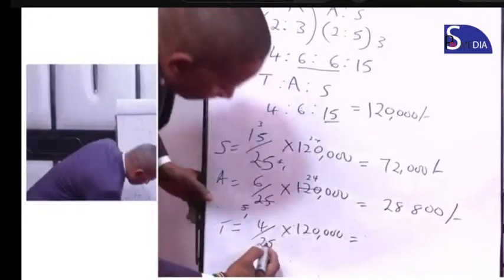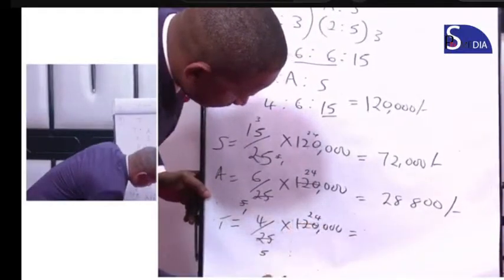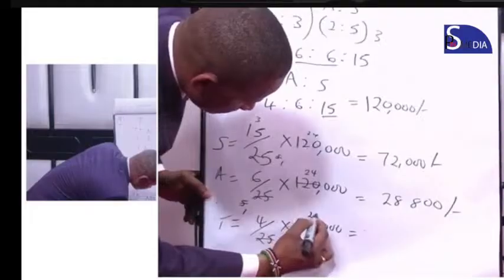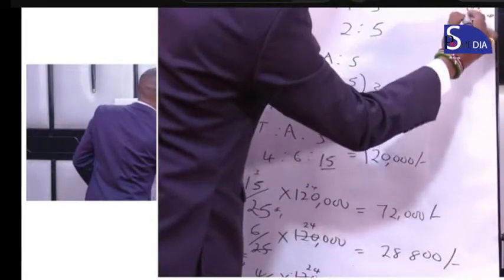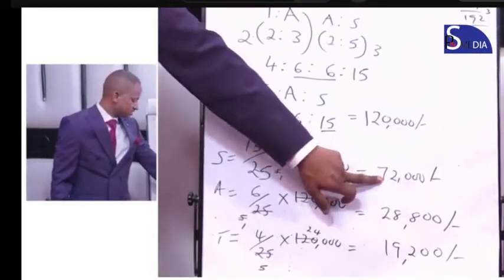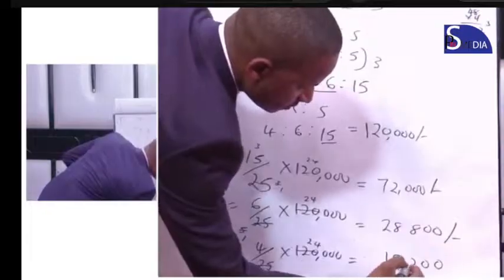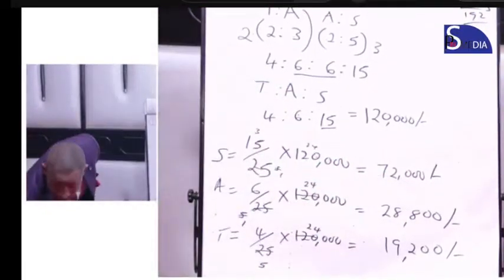And what about the last person? 5 here, 5, 24. 5 here, 4. Question 1, Sifuna 1,000. Next question.